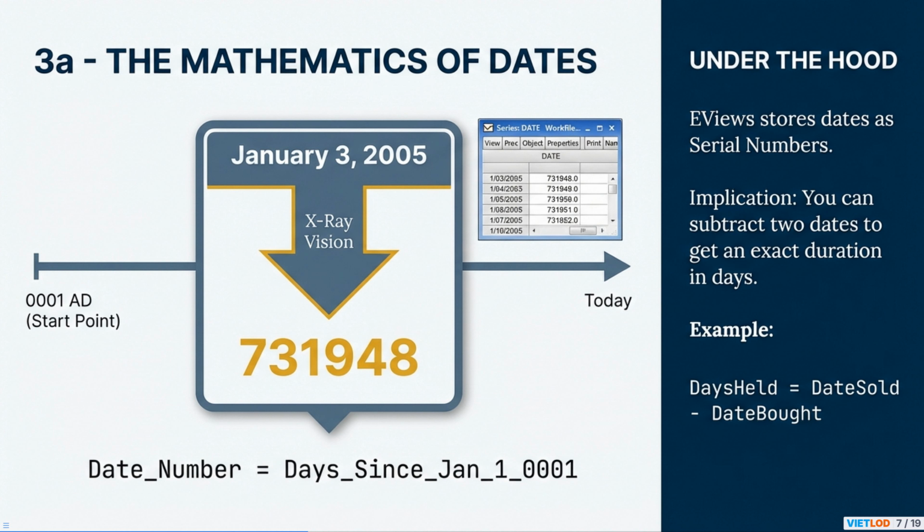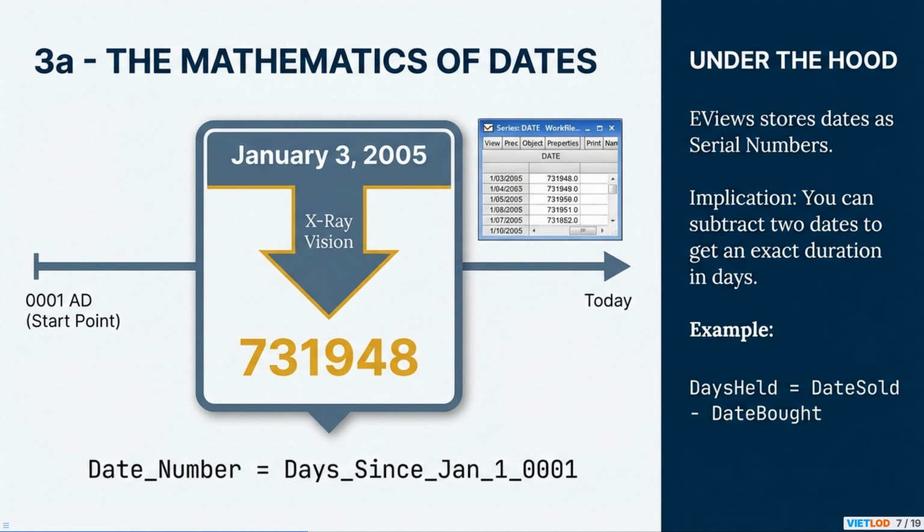EViews stores every date as a serial number. This number represents the total count of days that have passed since a fixed starting point, which is January 1st of the year 0001. The implication of this system is powerful. It turns dates into simple integers, allowing for direct arithmetic. You can subtract one date from another to find the exact duration in days.